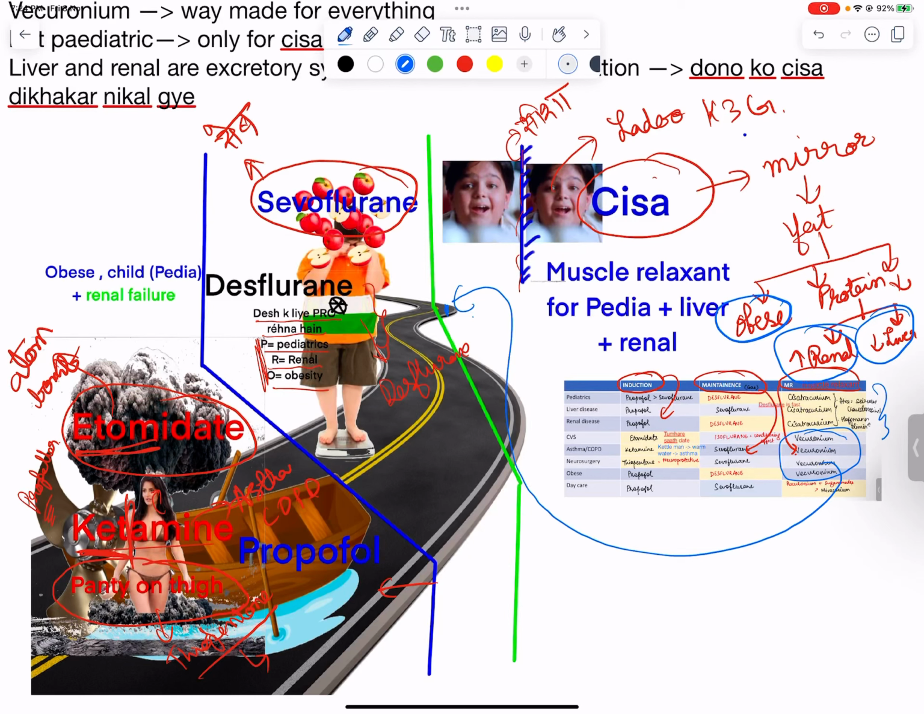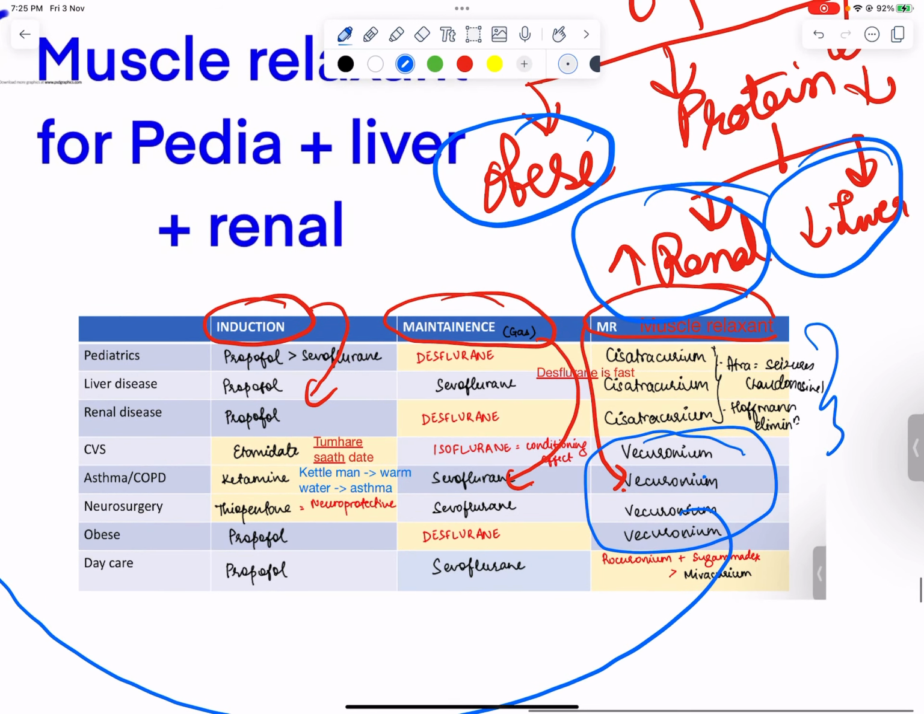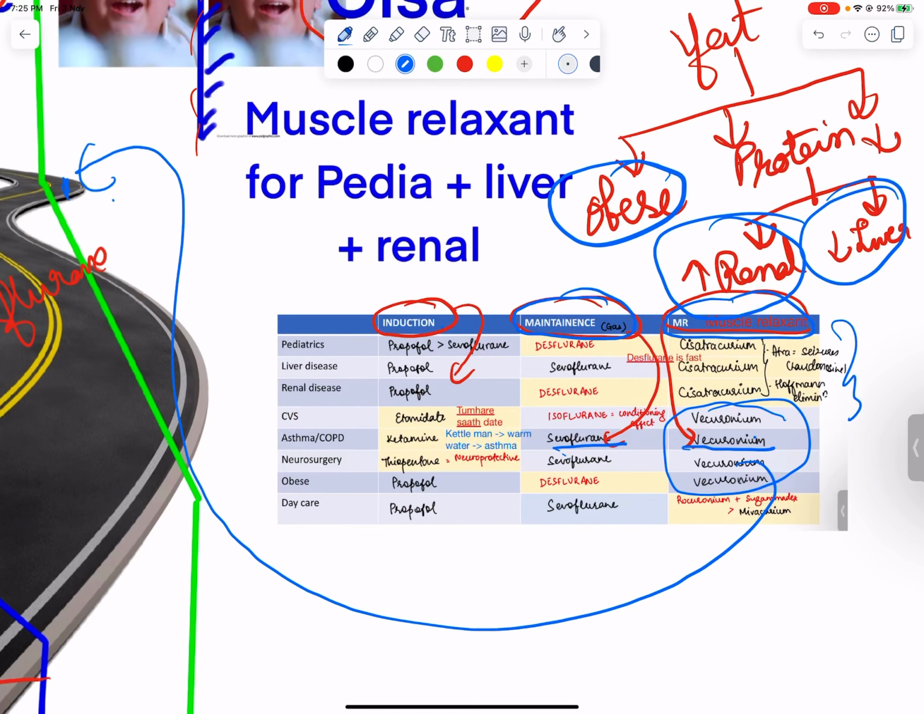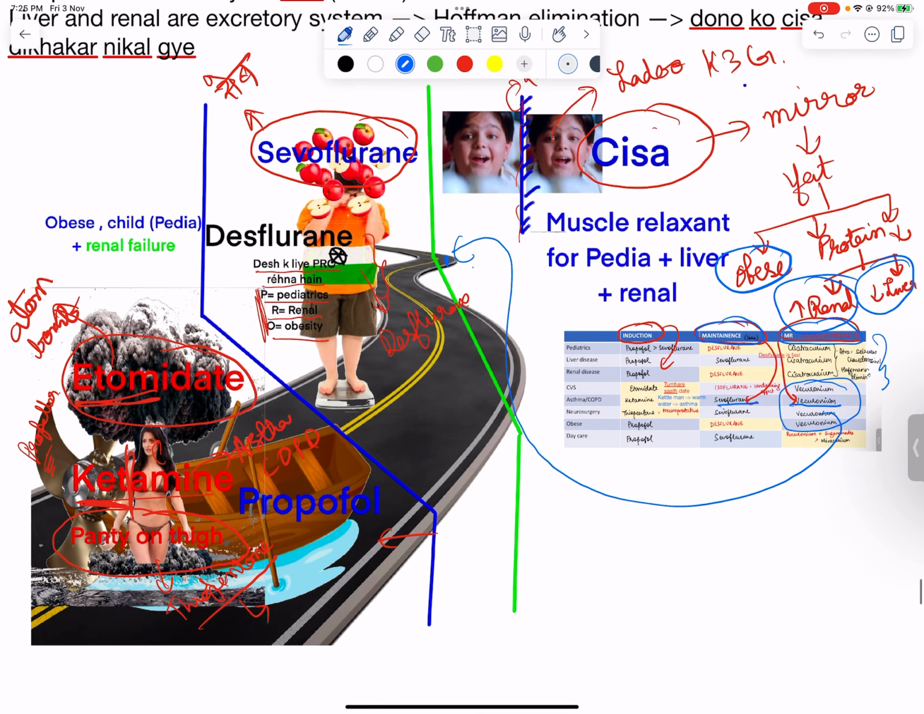This is the table to learn the anesthesia required in various phases and in different circumstances. So we require anesthesia in 3 phases, that is induction, maintenance, and the muscle relaxant. Now for induction, we have propofol. For maintenance we have sevoflurane, and for muscle relaxant we have vecuronium. So let us correlate this with this graphic picture.